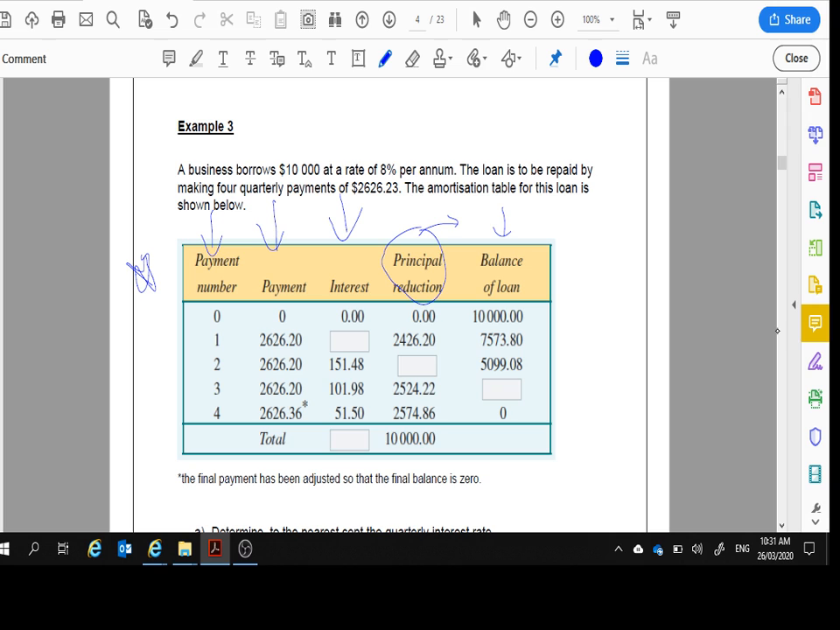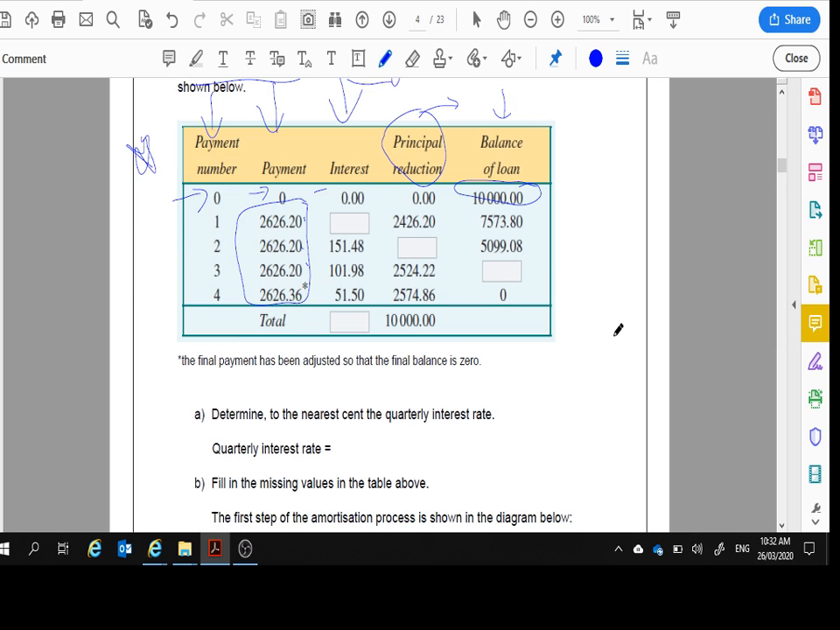So business borrows $10,000, there it is. Zero payments, zero number, no interest, $10,000 starting off with. Rate of 8% per annum. Loan is to be repaid by making 4 quarterly payments of that much. For some reason these payments are different, so I'm just going to go off the table that doesn't have the 23 cents, it's got the 20 cents for all of them. Amortization table for this loan is shown below. So I'm using 20 cents because that's what's in the table.